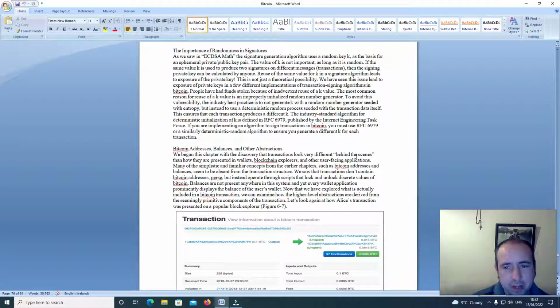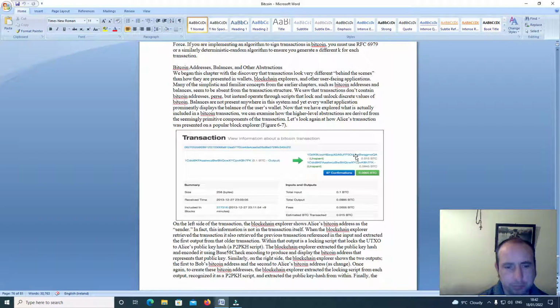The industry standard algorithm for deterministic derivation of K is defined in RFC 6979, published by the Internet Engineering Task Force. If you are implementing an algorithm to sign transactions in Bitcoin, you must use RFC 6979 or a similarly deterministic random algorithm to ensure you generate a different K for each transaction.